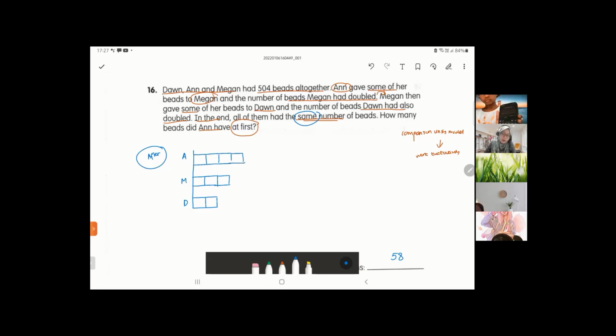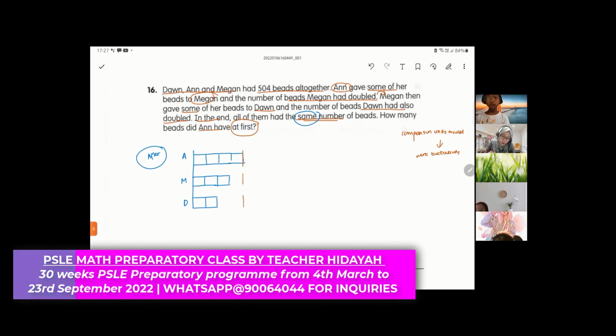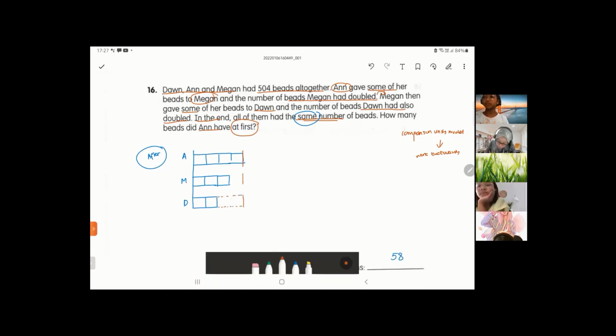Okay, like this. In the end, everyone will have the same. So it will be like that until here and then until here. This is the same part. So you can see that Dawn needs about 2 more units. Megan needs 1 more unit. And Anne, it's okay, right?